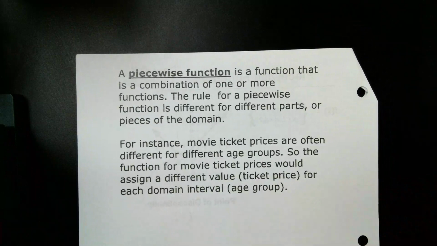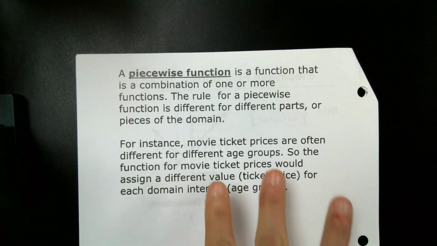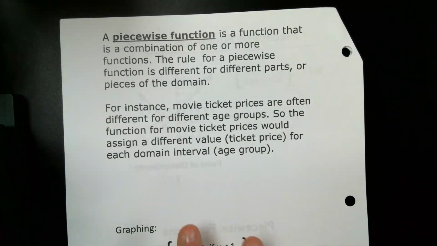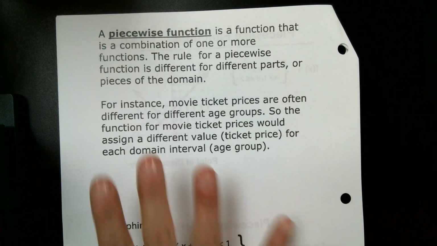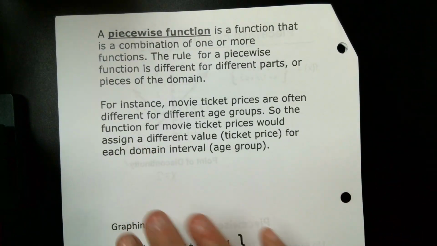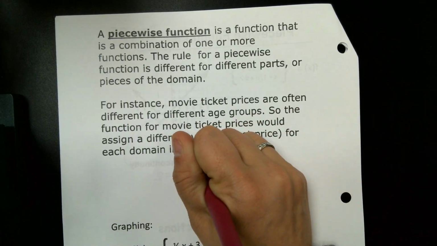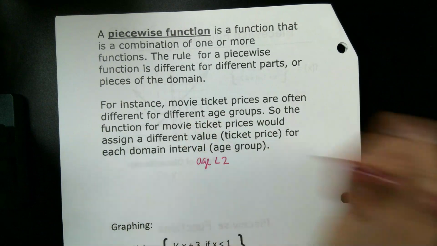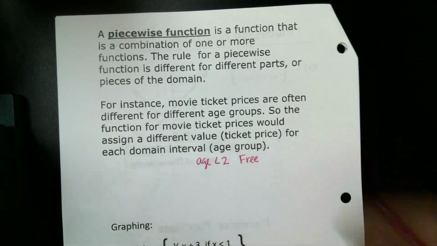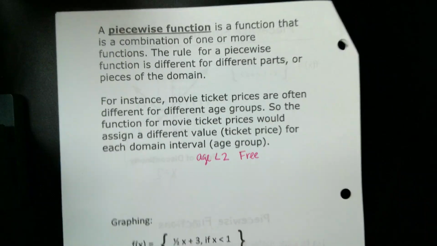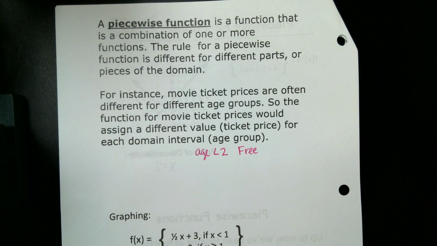Okay, so a piecewise function is a function that is a combination of one or more functions. The rule for a piecewise function is different for different parts, or different pieces, of the domain. For instance, this is one that you should be familiar with. Ticket prices are often different for different age groups. So the function for a movie ticket price would assign a different value for each domain. For instance, if you have kids where their age is less than 2, they might be completely free. You wouldn't have to buy them a ticket. They would cost 0.